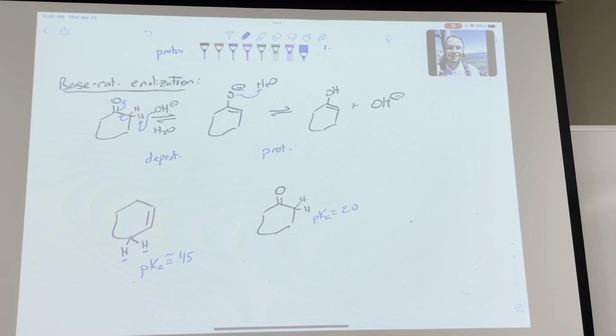Right? Anybody know or think of a reason why there'd be such a huge difference in the acidity between these alpha protons and kind of allylic protons? Is it because of the electronegativity of the oxygen wanting to keep the electron? Yep. Because imagine what happens if you were to add base and deprotonate.